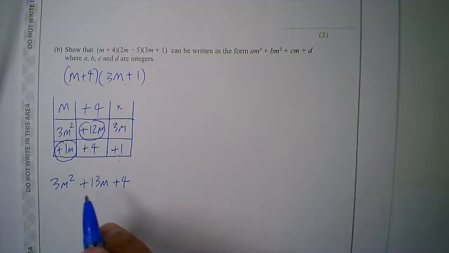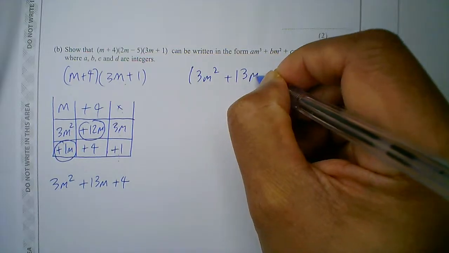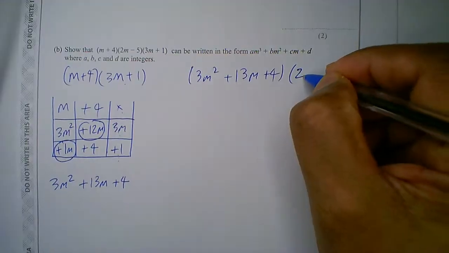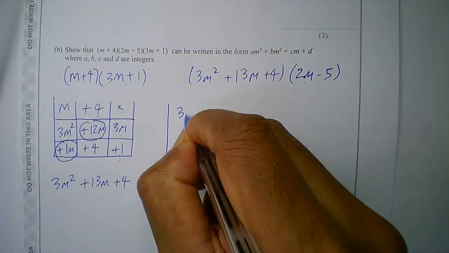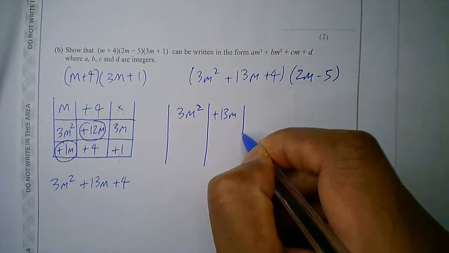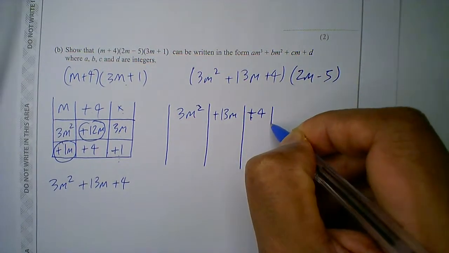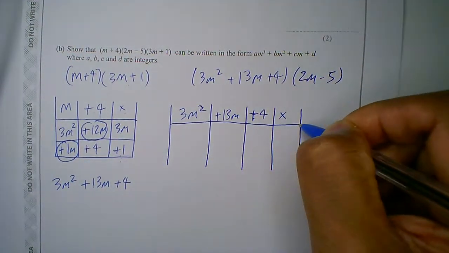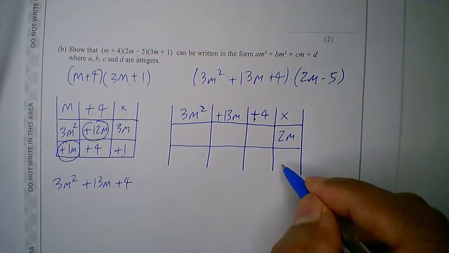Now I go on to step 2. My answer, 3m squared plus 13m plus 4 multiplied by the term I haven't used is 2m, take away 5. Draw my grid now. 3m squared plus 13m plus 4 times 2m take away 5.